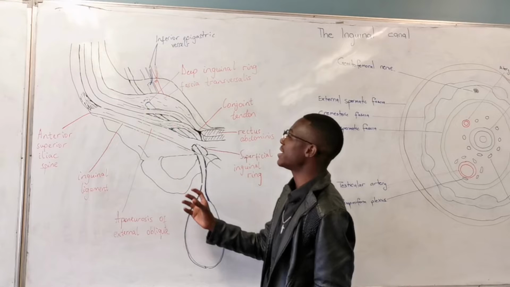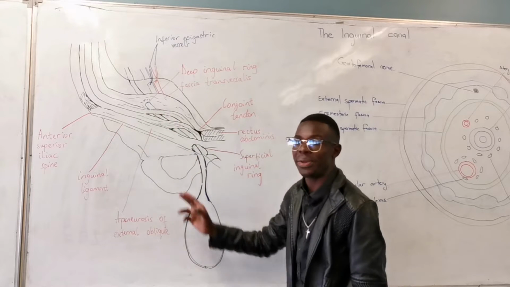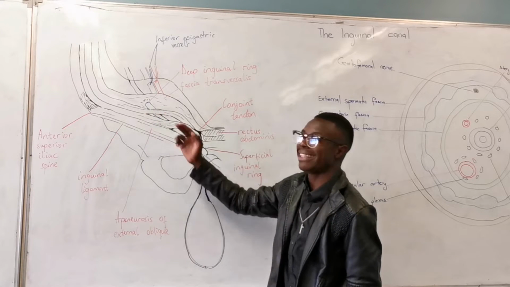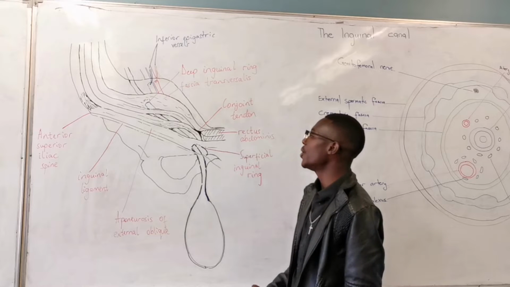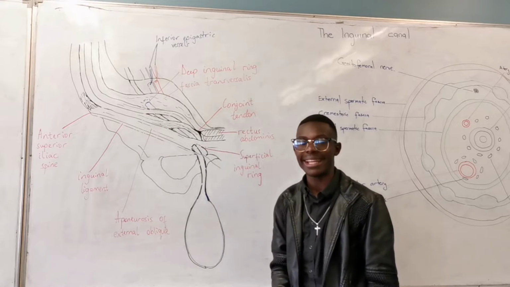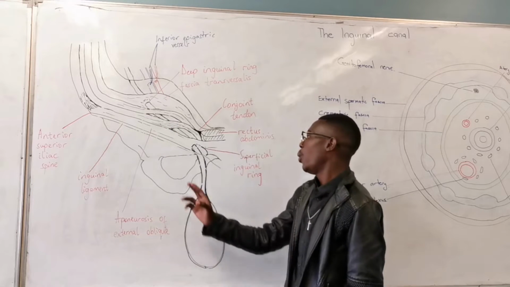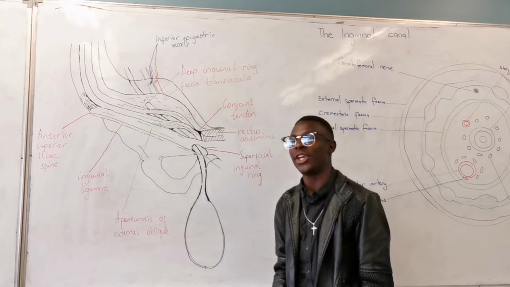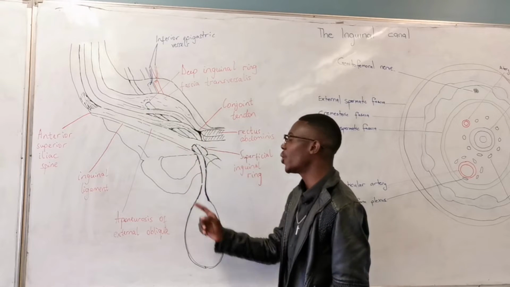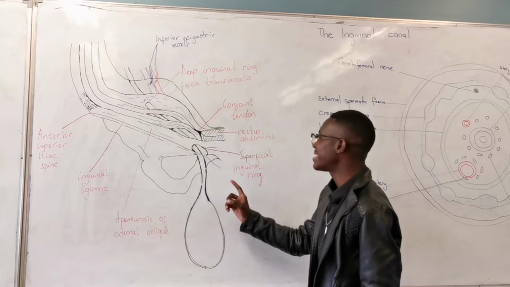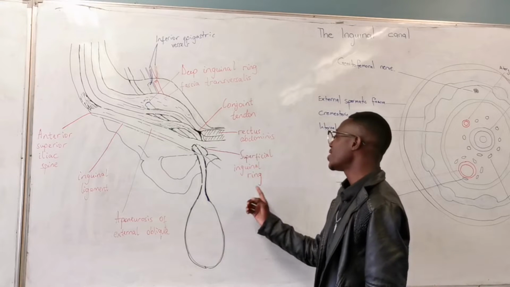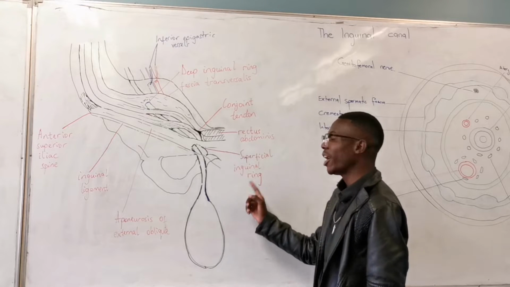The processus vaginalis will continue to pierce. It is going to pierce the internal oblique muscle. It is going to pierce the external oblique aponeurosis. When it pierces the external oblique aponeurosis, it forms a triangular defect in the external oblique aponeurosis. That gives us the superficial inguinal ring.